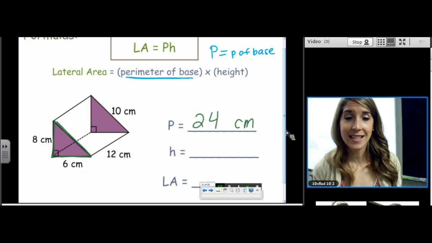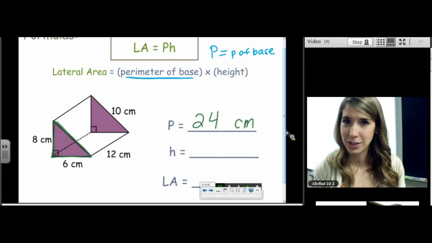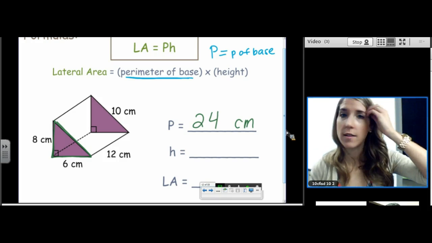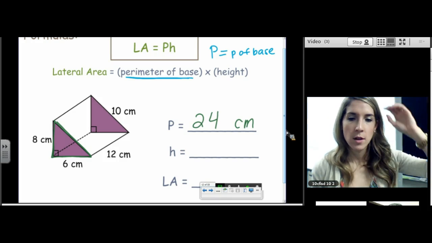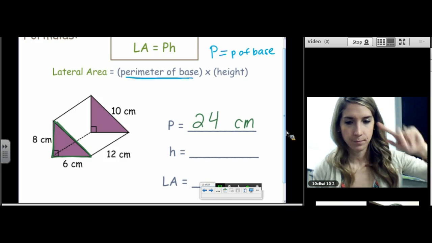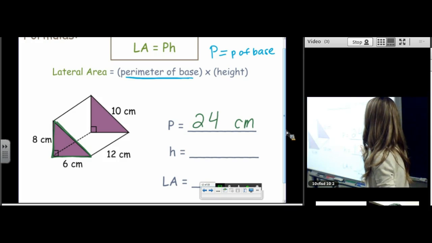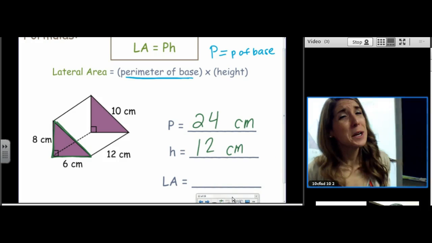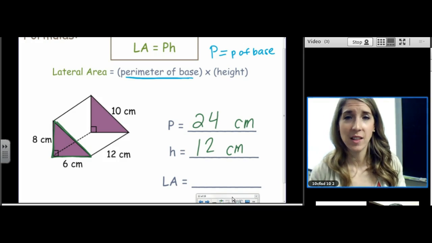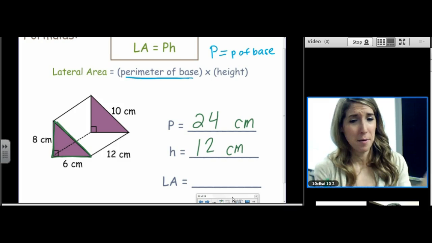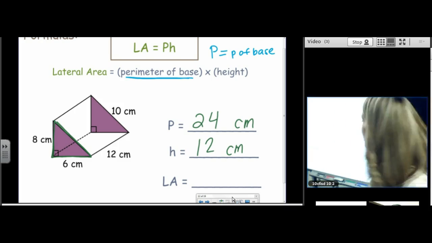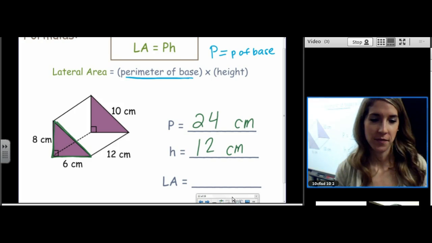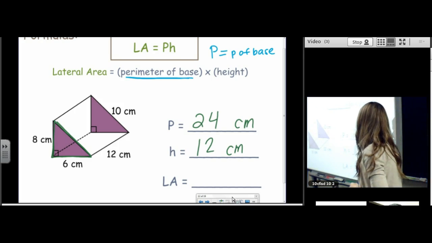When it says height, that's a lower case h. It's the height of the prism, not of the base. It's the height of the prism. So what is the height of the prism? Once you have P, once you have H, you can easily find the lateral surface area. LA stands for lateral surface area. If that was a room and I were painting the walls, then 24 times 12. 288, good, centimeters squared.